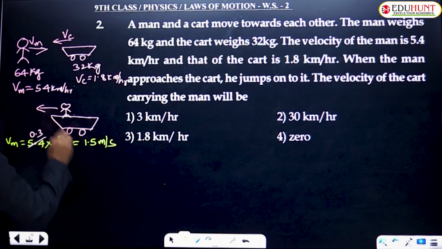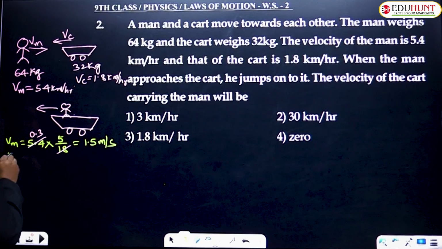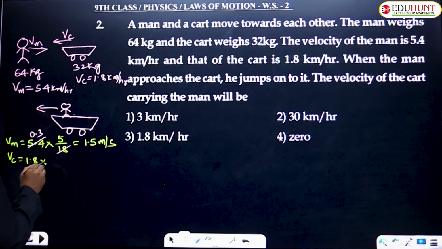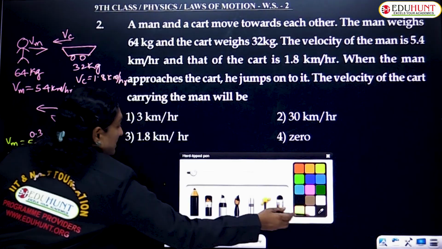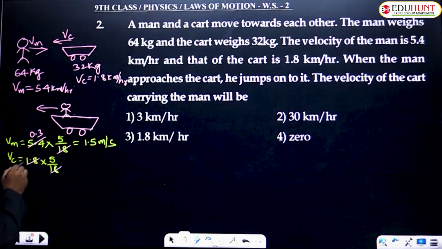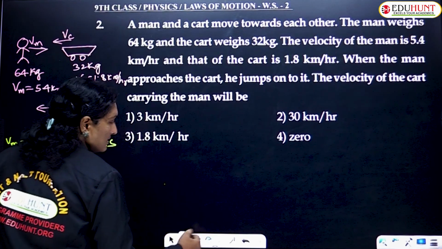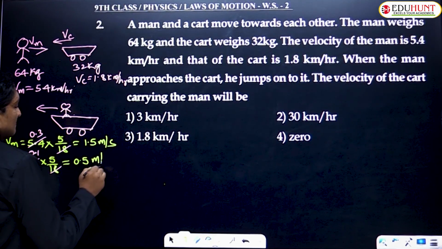Earlier it was in kilometer per hour. Now I have converted it in meter per second. Similarly, speed of the cart is given as 1.8 kilometer per hour. To convert in meter per second, let us multiply the same with 5 by 18. This 18 goes 0.1 times, and hence 0.1 into 5 is 0.5 meter per second.